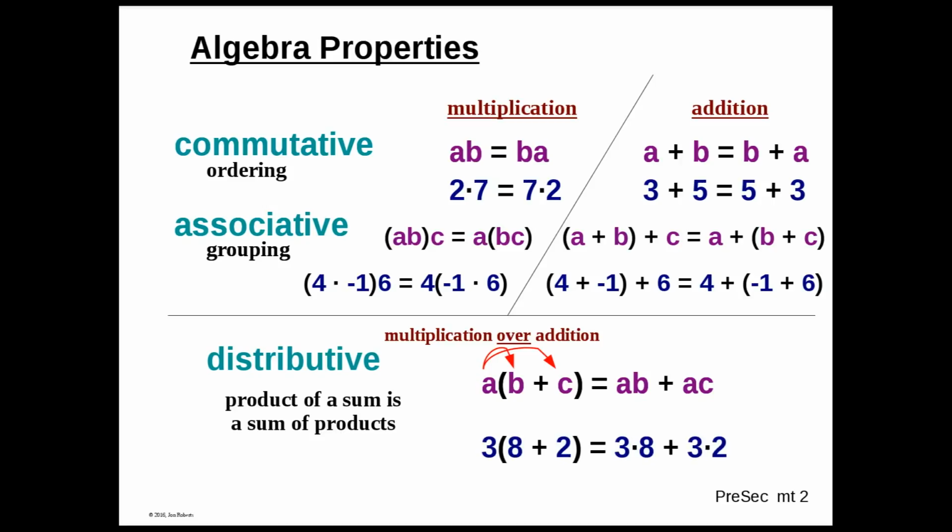This will work for numbers. 8 plus 2 would be 10, multiplied by 3 would be 30. That turns out to be the same thing as 3 times 8, 24, plus 3 times 2, 6. The distributive property is particular for multiplication over addition. However, there's also a distributive property for division over addition and subtraction, and for exponents over multiplication or division.